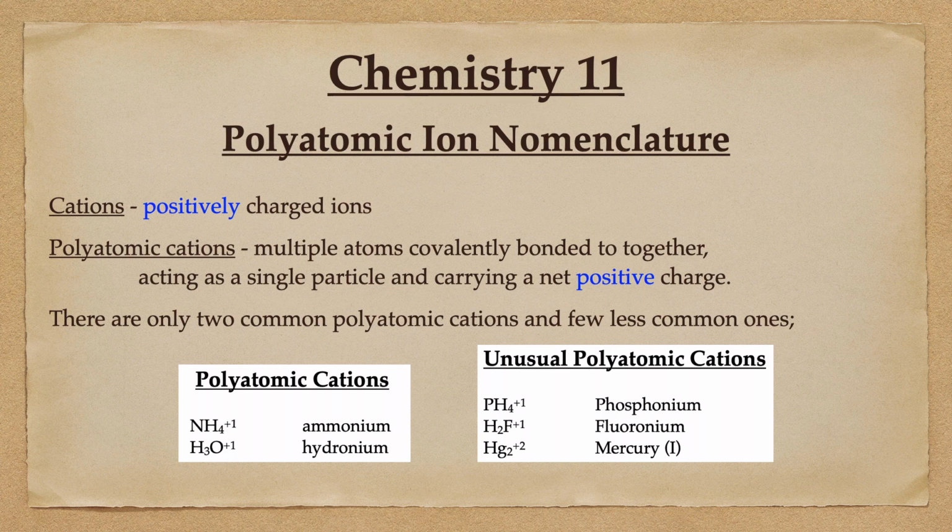There aren't very many. Remember, a polyatomic cation is multiple atoms covalently bonded together, acting as a single particle, and this time carrying a net positive charge. There really are only 2 commonly used polyatomic cations: ammonium, NH4 with a 1+, and hydronium, H3O with a 1+, used in acid-base chemistry. There are several other unusual polyatomic cations, such as phosphonium, fluoronium, and the mercury 1, which is actually 2 mercury atoms bonded together with a net 2+ charge. But those are quite rare.